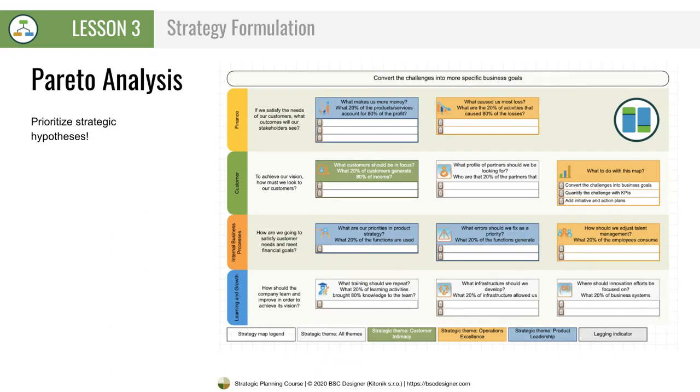Pareto analysis. I'm sure you have heard about the 80-20 rule. In the context of strategy formulation, Pareto analysis can be applied to prioritize strategic hypotheses. We need to compare hypotheses using resources needed to try them versus expected benefits. In other words, Pareto analysis suggests your team evaluate the cost-benefit potential of their ideas and focus on the most promising ones.